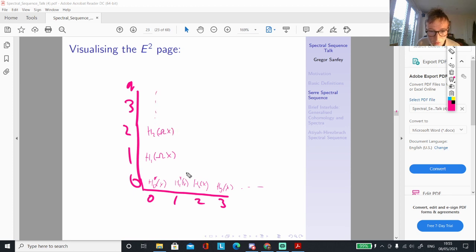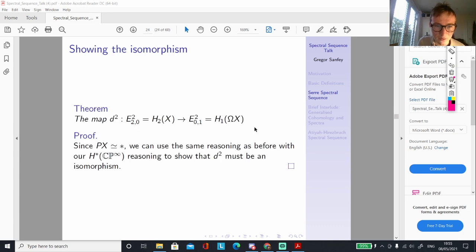What we want to show is that the differential, which because we're homologically graded, is going to go left and up instead of right and down, is an isomorphism. But okay, I'm not going to do this argument again. The path space is contractible, so we can literally just repeat the same argument that we did before, when we were showing that the second and the 0th cohomology of CP infinity coincide. We can use the exact same reasoning as before to show that this d2 must be an isomorphism. And so, okay, we have that.